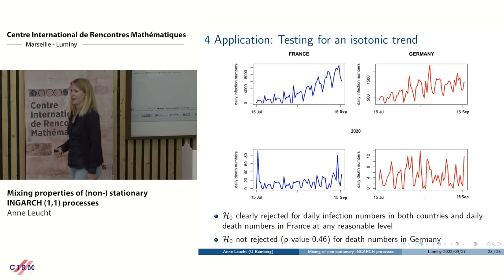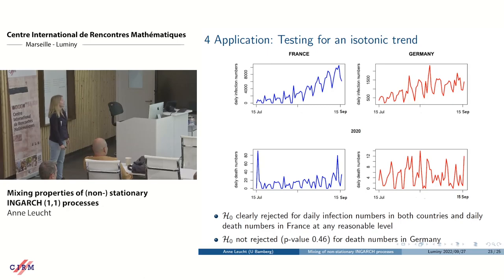And so I come back to COVID. So this is 2020, and I hope we have something different this year. So in the top line, you see the cases of infections or the infection numbers in France and in Germany. And on the bottom line, you see the death numbers. And the test clearly rejects the null hypothesis of having no trend for the first line and also for the French data regarding the deaths in 2020 in this 2 month time period, but not for Germany. So there I wrote the p-values for the others, the p-value is essentially zero.